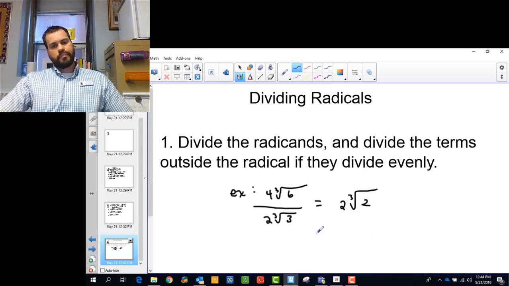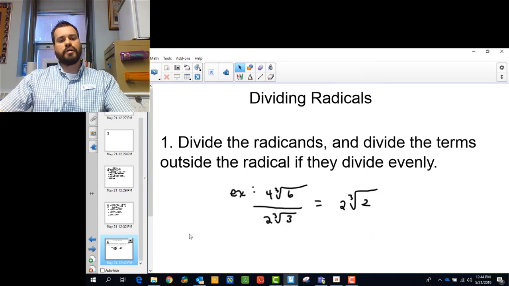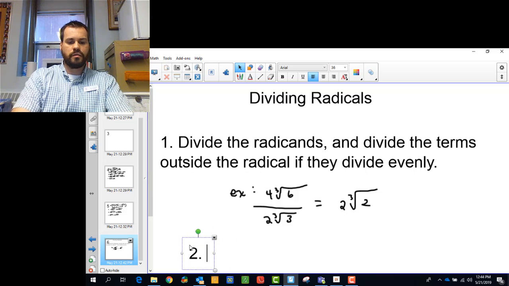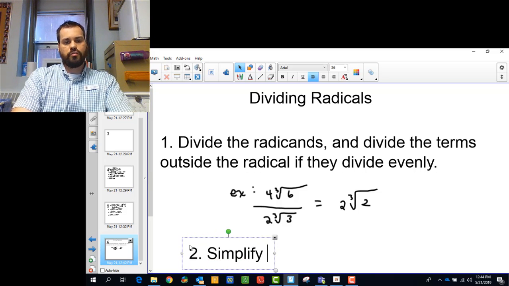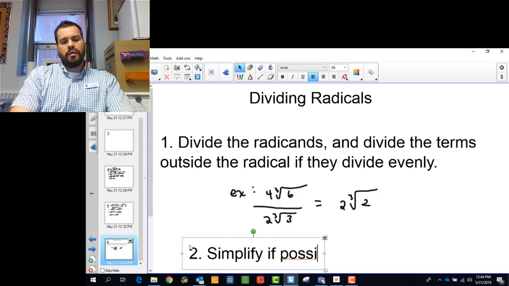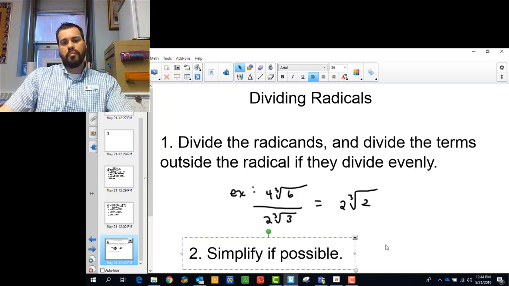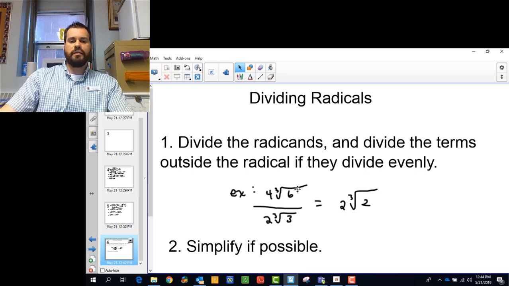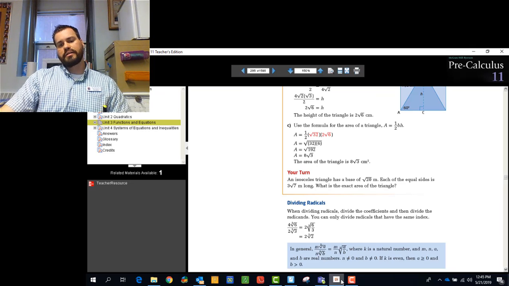And just like with multiplication, if you can, then you want to simplify. So we're going to say simplify if possible. It may not be, and that's okay. But generally, this is only going to work if you have a single term, a monomial, in your denominator. And it's only going to work on top of that if everything that's in the numerator actually is divisible by your denominator. So it's a very rare case where that actually is going to happen.